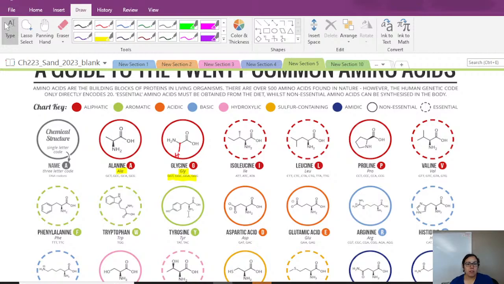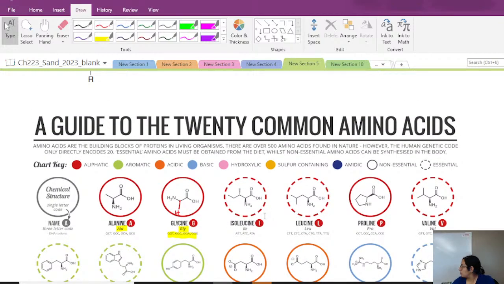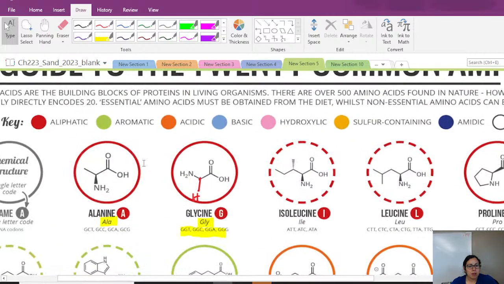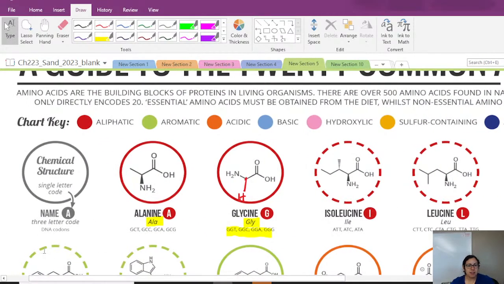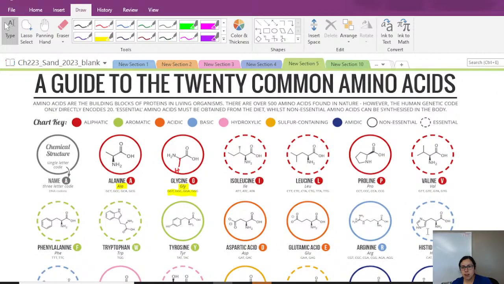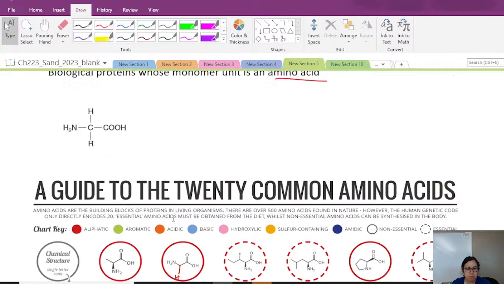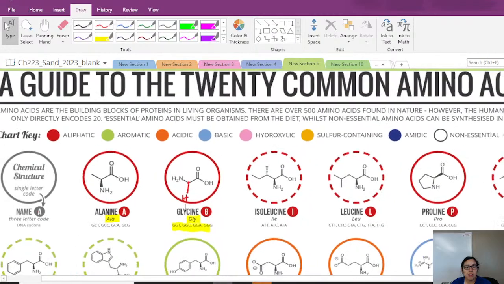So these are just all, I like this graph. It's just a picture of the 20 common amino acids here. So we'll look at these different naming codes. They have just a single letter code, which honestly I don't really see as much, but I'm also less of a biological chemist.